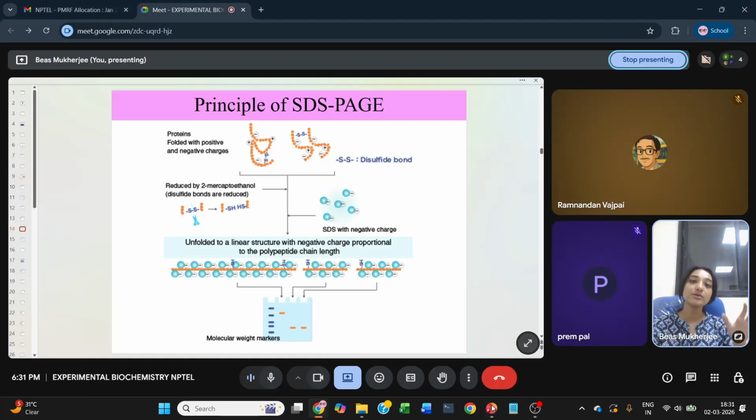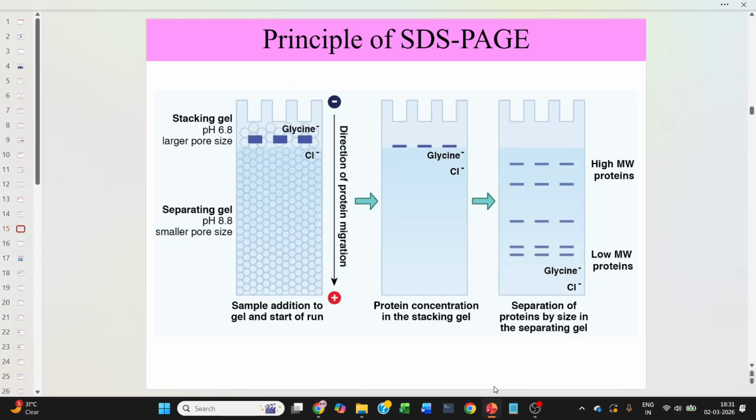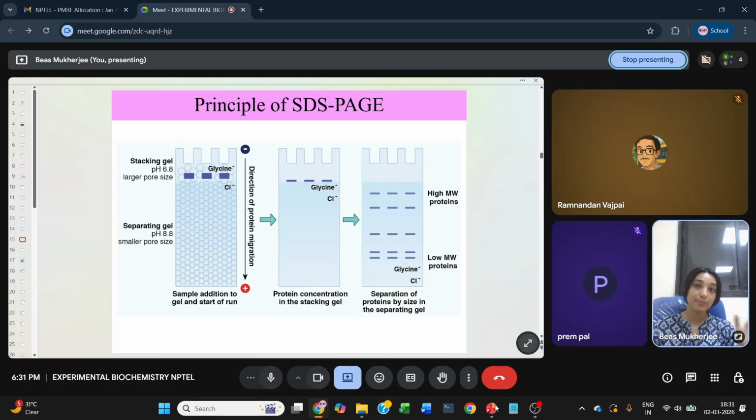The principle of SDS-PAGE is once again shown here. See what is happening. The protein becomes a linear unfolded form, gets coated by SDS and runs. Then the molecular weight marker tells you how big the protein is. Now one very interesting thing about SDS-PAGE is the discontinuous gel system. In SDS-PAGE, there are two different gels, and both have slight differences in their composition.